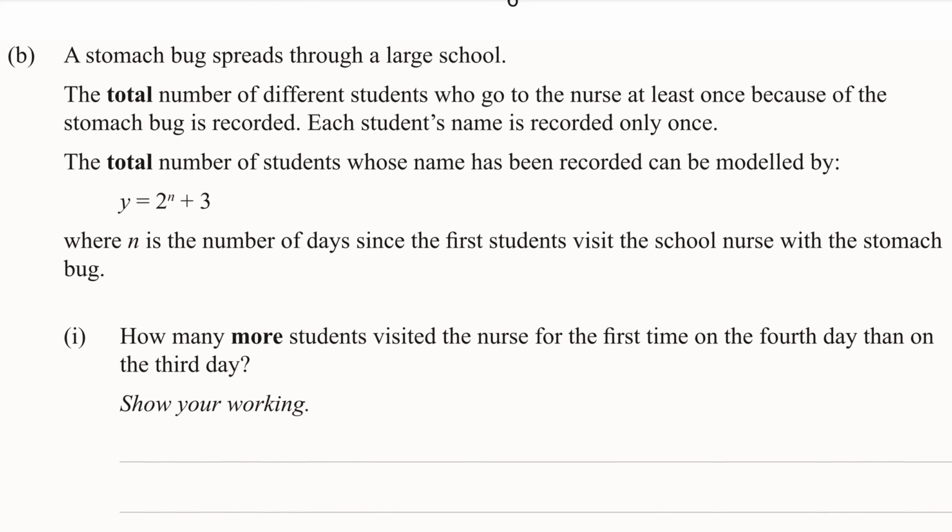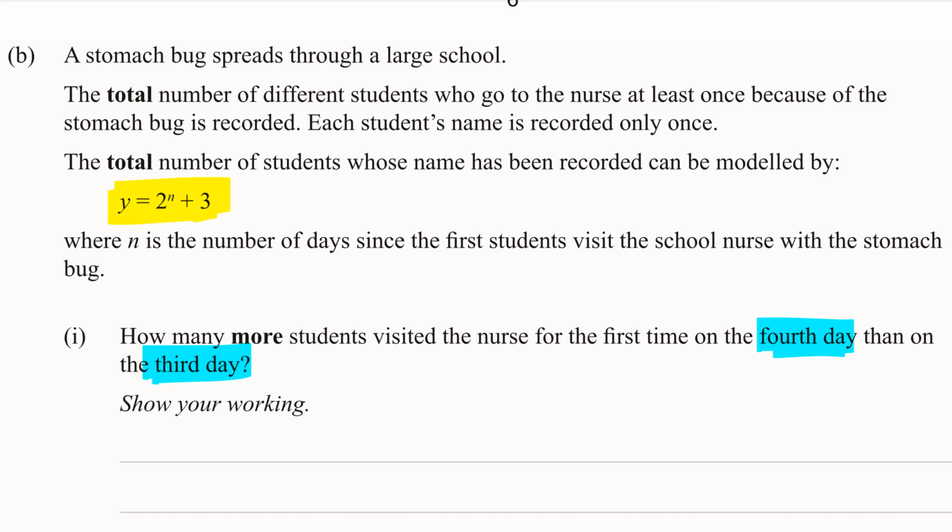And here we go. So take a moment to pause this video and read the question, guys, and then we'll go through it very shortly. Okay, so what we actually have in this question is a lovely exponential equation, and our first question here is asking us to find out how many more students visited for the first time on the 4th day than on the 3rd day. So what we actually got to work out is the number of kids actually reporting on the 3rd day first, and then the 4th day.